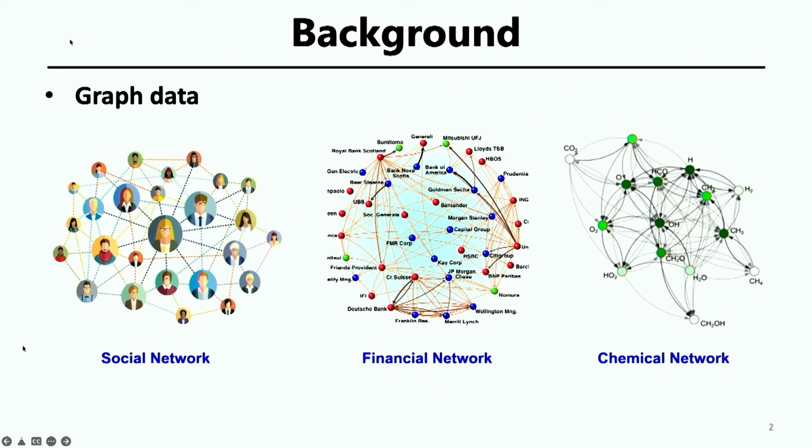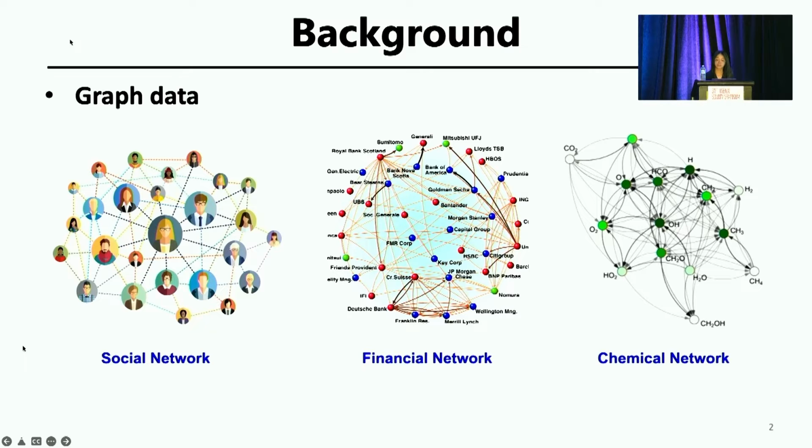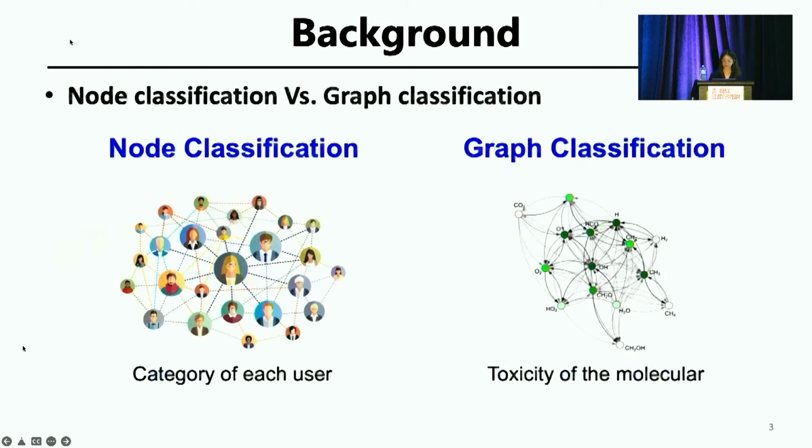First, I will give you some examples of graph data. Many real-world systems consist of nodes and edges, and thus can be represented as graphs. For example, the social network, financial network, and chemical network.